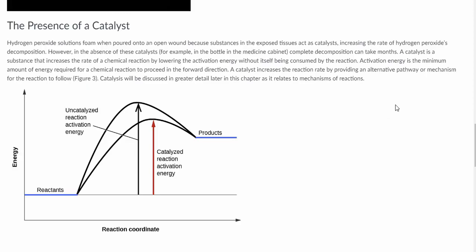Now, when we insert a catalyst into the system, a catalyst decreases our activation energy. We covered activation energy on the first page. So if we add a catalyst, we can increase the rate of the reaction by decreasing the activation energy.